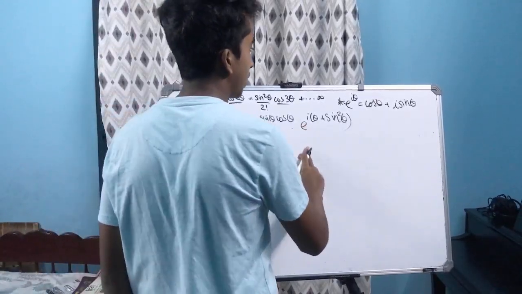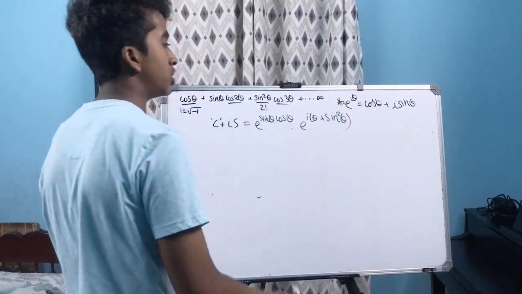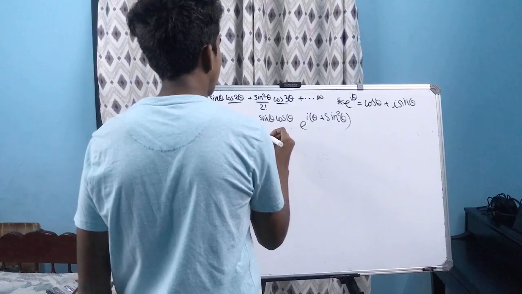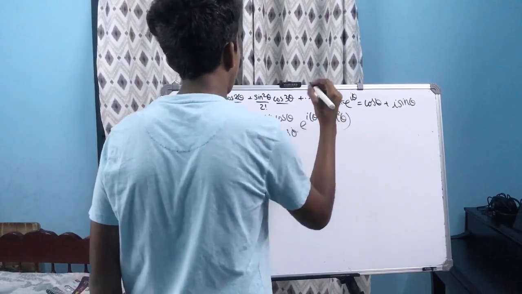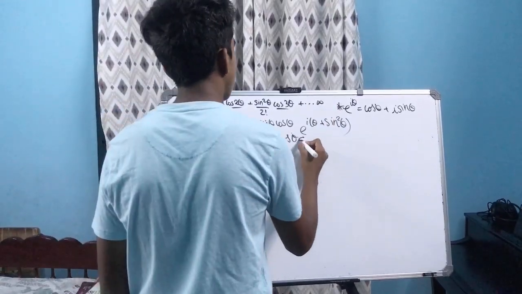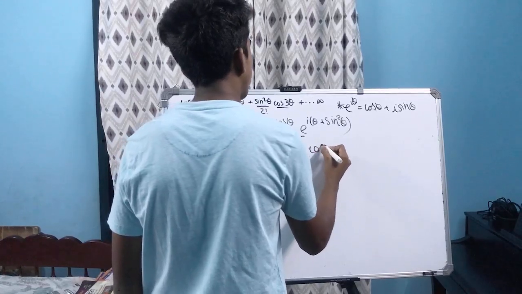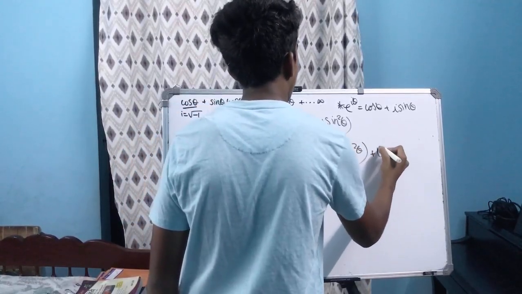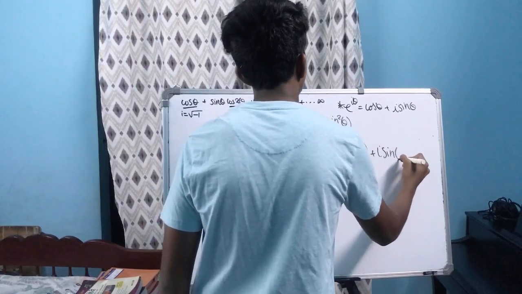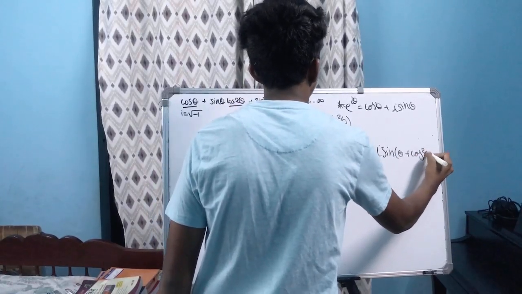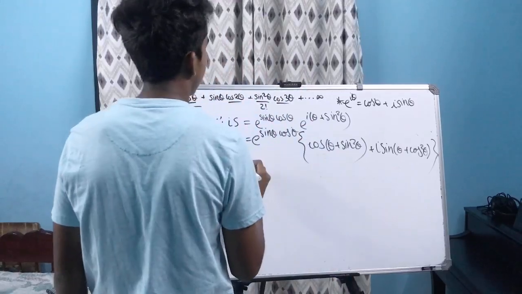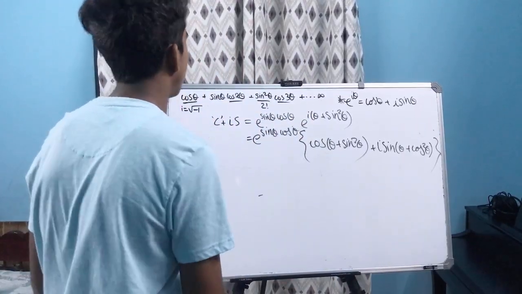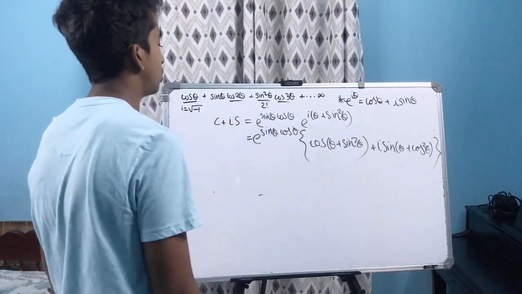And this is again in this form. Instead of theta, we have theta plus sine squared theta. So we can write this as e raised to sine theta cos theta times cosine of theta plus sine squared theta plus i sine of theta plus cos squared theta. We can expand this obviously, but now let's get to the whole point of this.